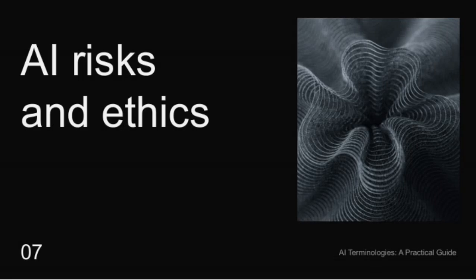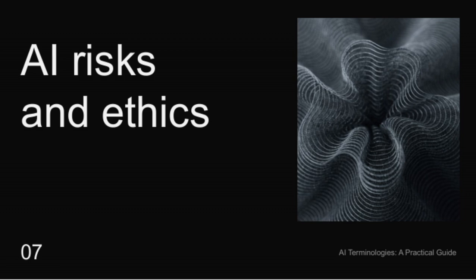Let's take a moment to talk about AI risks and ethics. As we develop and deploy AI technologies, it's crucial to consider the potential risks involved. These include issues like bias, privacy concerns, and unintended consequences that could arise from AI decision-making. Ethics come into play here, guiding us to build systems that are fair, transparent, and responsible.